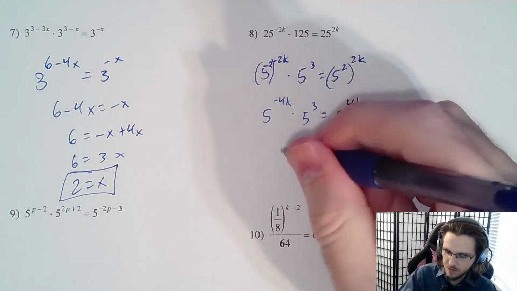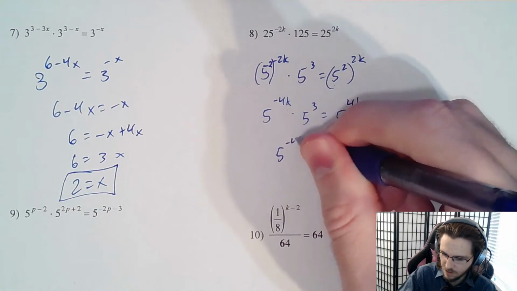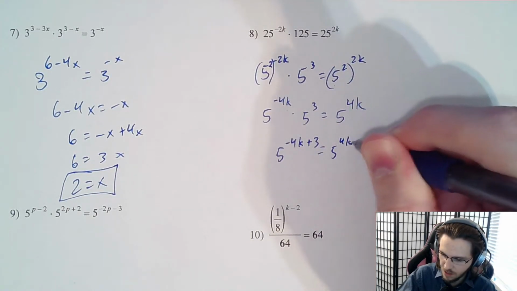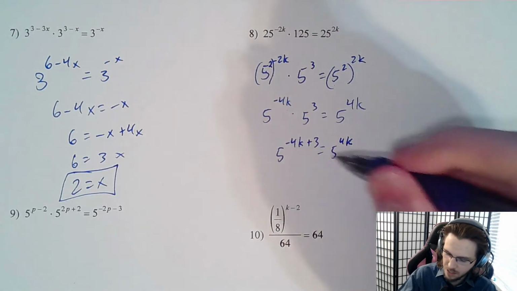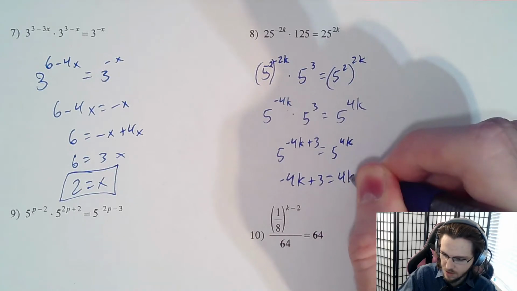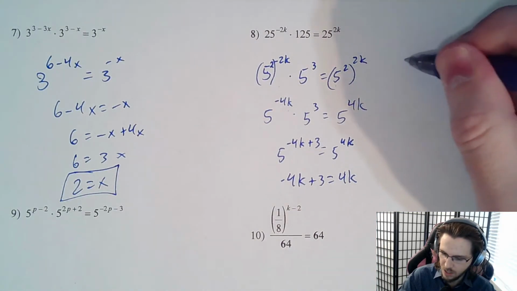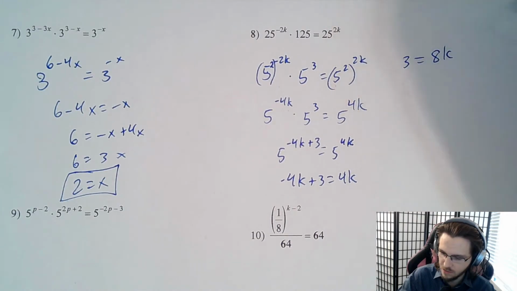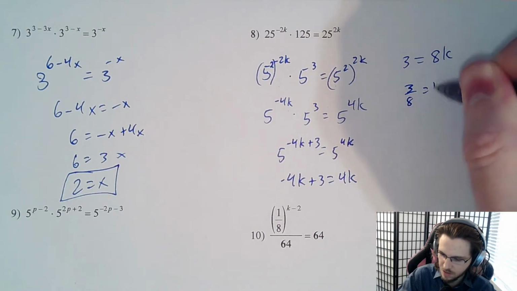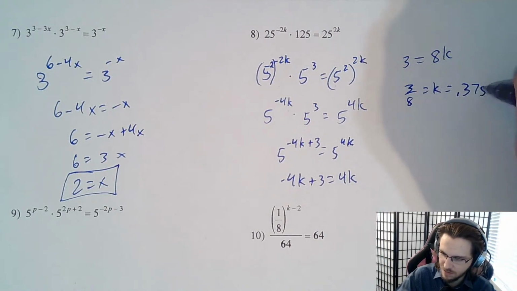You multiply like terms, you add the exponents, so add the like terms. There are no even like terms, just 5 to the negative 4k plus 3 equals 5 to the 4k. Set those two equal to each other, and then it's an easy question. Going up here, adding the 4k, we got 3 is equal to 8k, divide both sides by 8. And you get 3 over 8 is equal to k. You can also write the decimal version of that answer of 0.375.